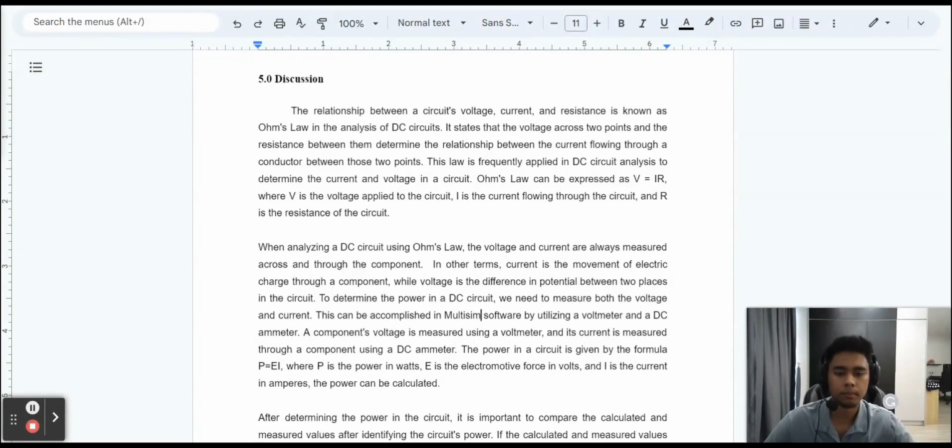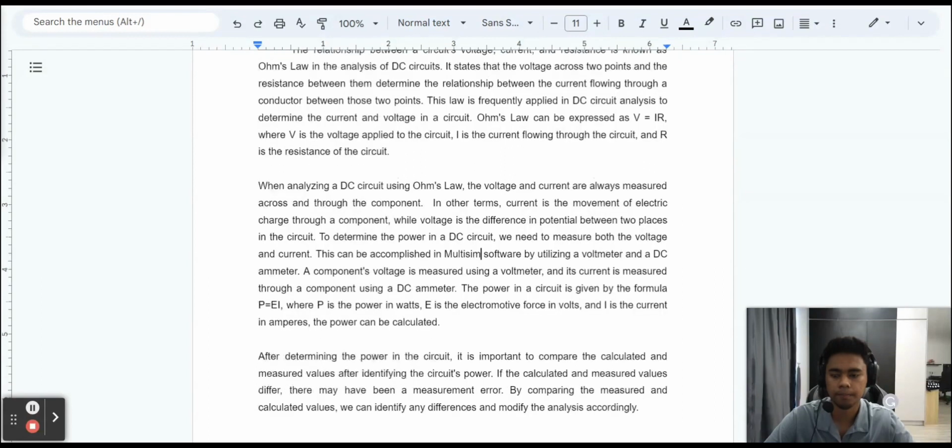This law is frequently applied in DC circuit analysis to determine the current and voltage in a circuit. Ohm's law can also be expressed as V equal to IR, where V is the voltage applied to the circuit, I is the current flowing through the circuit, and R is the resistance of the circuit. When analyzing a DC circuit using Ohm's law, the voltage and current are always measured across and through the component. In other terms, current is the movement of electric charge through a component, while voltage is the difference in potential between two places in the circuit.